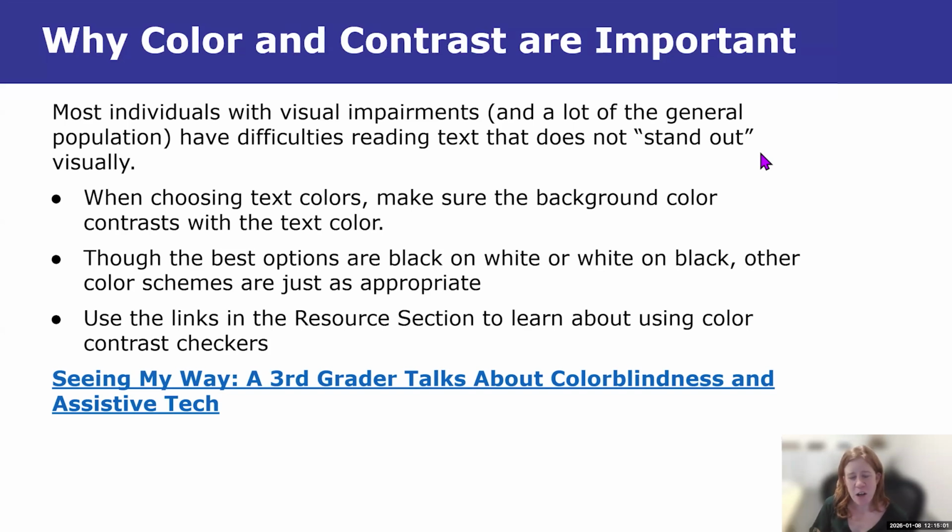So in choosing text colors, and I'm sorry about the school bells, make sure the background color and the text color contrast. The best options are black on white or white on black. Doesn't matter either one. Both work. People typically like to use white on black now, partly because it reduces the glare. And if you're talking electronic documents, it also uses less battery power if you have the black in the background and the white.